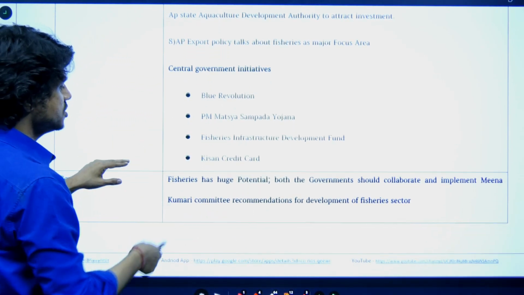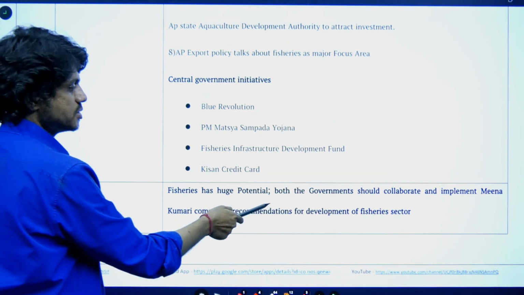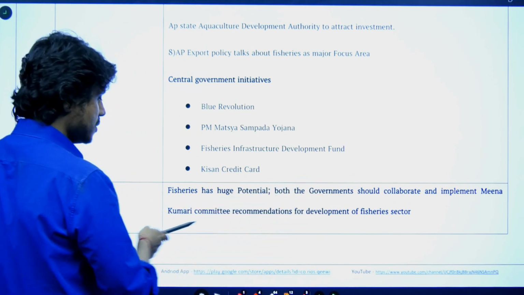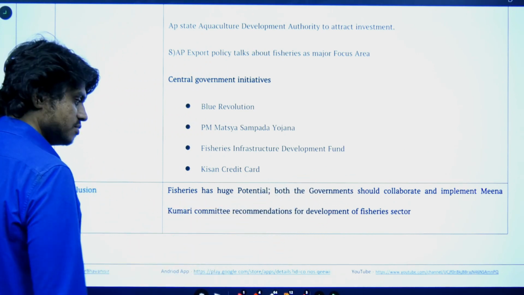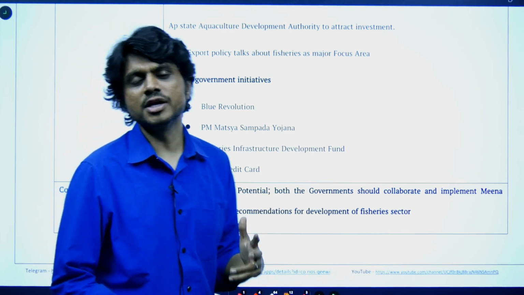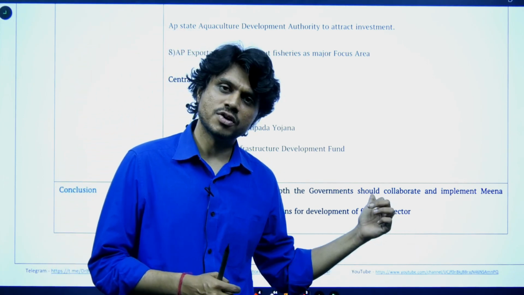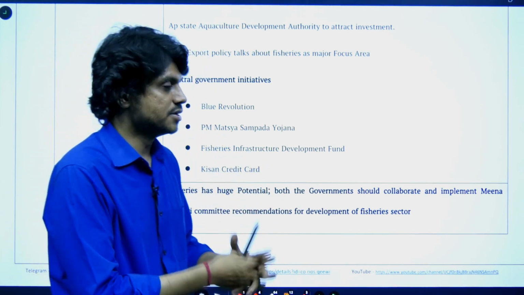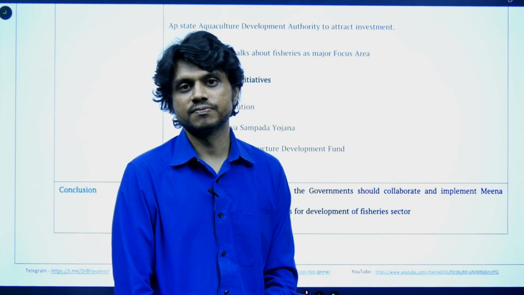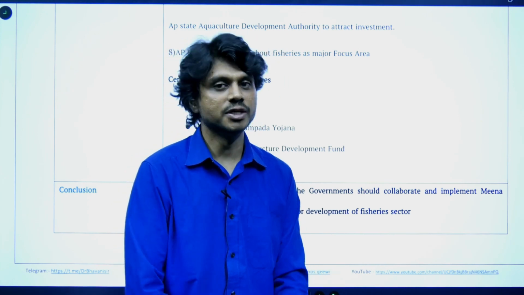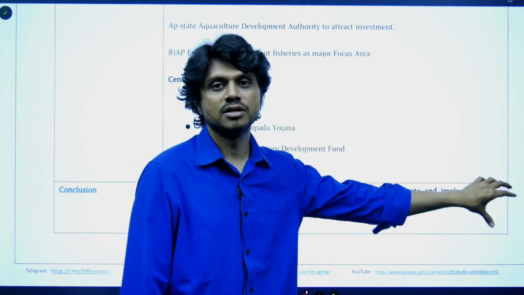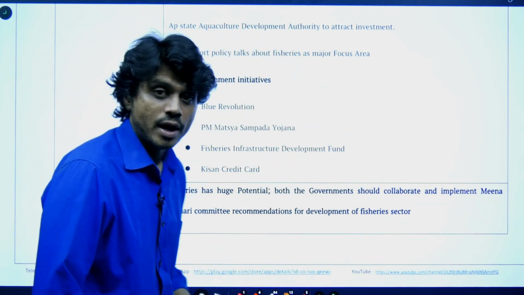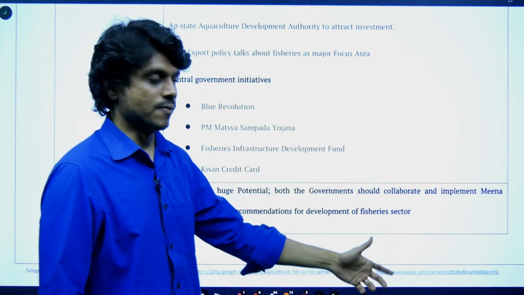So these are the various initiatives taken here. Fisheries has huge potential. Both the government and private sector and everyone should collaborate and implement the Meena Kumari committee recommendations for the development of the fishery sector. What is this Meena Kumari committee? It is very important for you to mention this committee in the question. This committee said we should promote deep sea fishing. I told you already, we don't go for deep sea fishing. This committee highlights the significance of deep sea fishing. This completes our question. I would like to add more value addition for you.